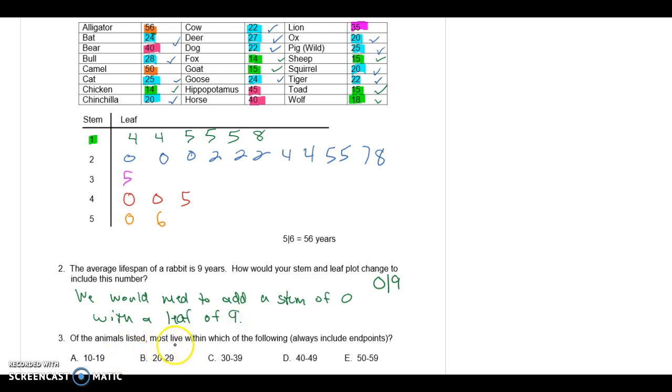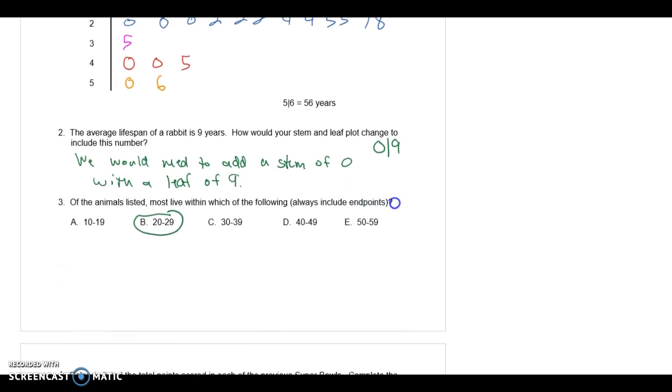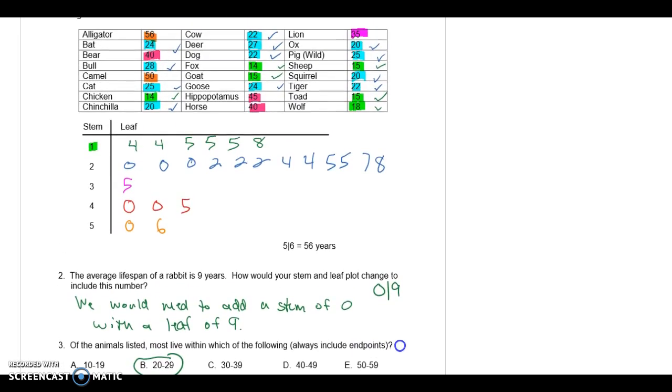Of the animals listed, most live within which of the following? 10 to 19 doesn't seem right, we clearly know it's this one here. We took the longest time with that 20 to 29, so we know most of the animals fit in that range. And again, that's the idea of creating that stem and leaf plot and then interpreting it.